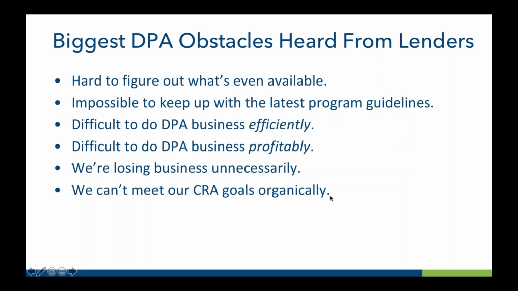So let's talk about some of the obstacles as we hear from lenders when it comes to doing DPA business. We often hear it's hard to figure out what's even available. What kinds of programs are out there? Where are they available? What are their guidelines? What does it look like today? Is it funded? And that's just figuring out what's out there when you're looking at aligning your products with your sales goals, your CRA goals, and so forth.